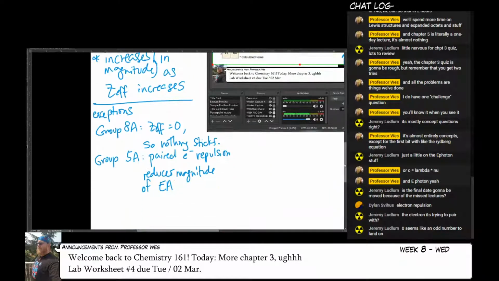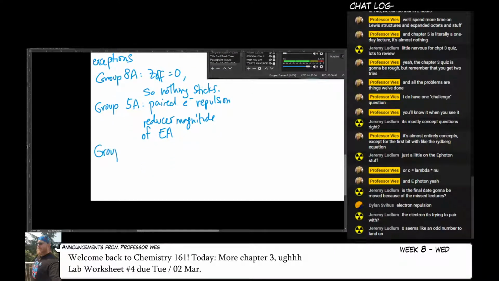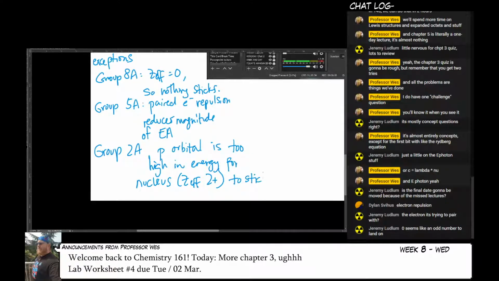But the primary reason that we're going to go with is that for anything in group 2A, the p orbital is too high in energy for a nucleus with Z effective 2+ to hold an electron. Or not to stick, sorry. I was thinking of the electron. To hold the electron. So there you go. So that is the entire chart for electron affinity explained.